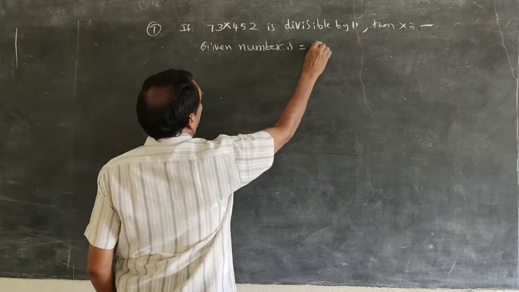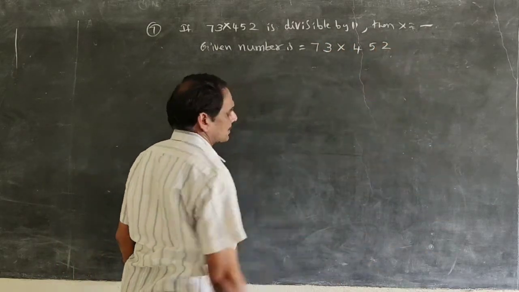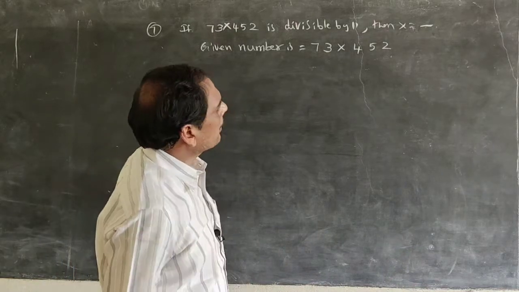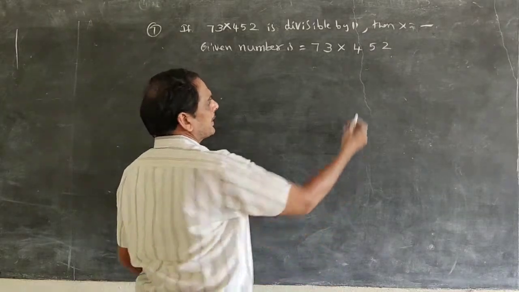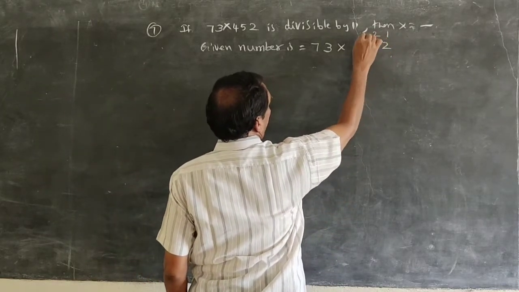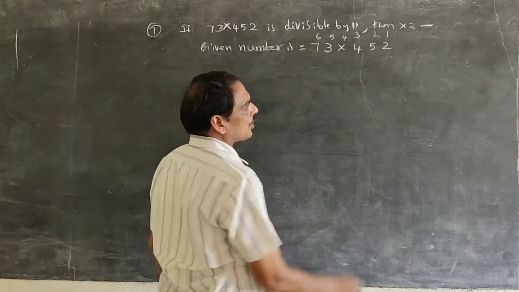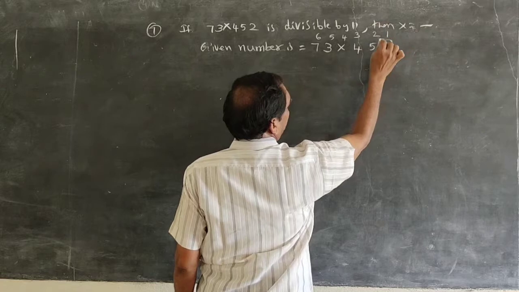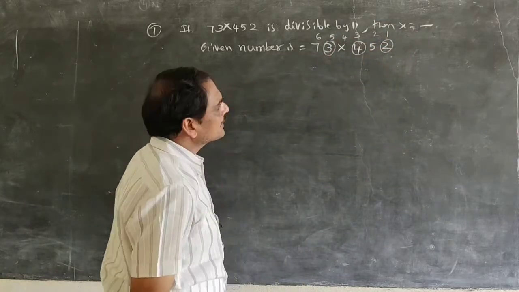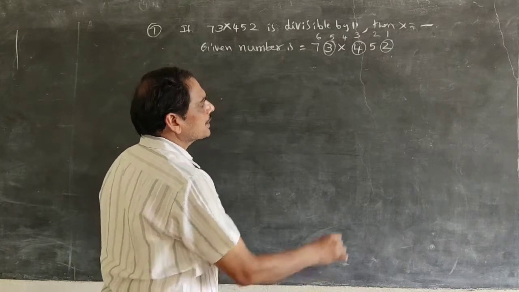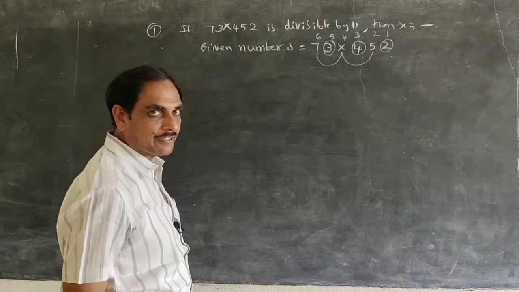So we write the given number as 73x452. Now we give the places, odd places and even places, from the right side of the number. So we write this is first, second, third, fourth, fifth, sixth. The digits in odd places are 2, 4, 3, and the digits in even places are 5, x, 7.